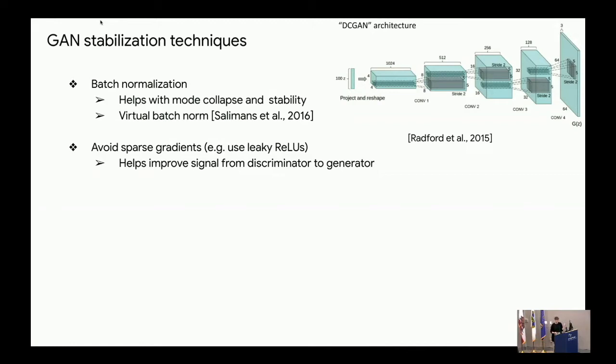So this was another good thing. And then generally it's good to avoid sparse gradients. Instead of using ReLUs, use leaky ReLUs. And this just kind of helps improve the signal from the discriminator to the generator.